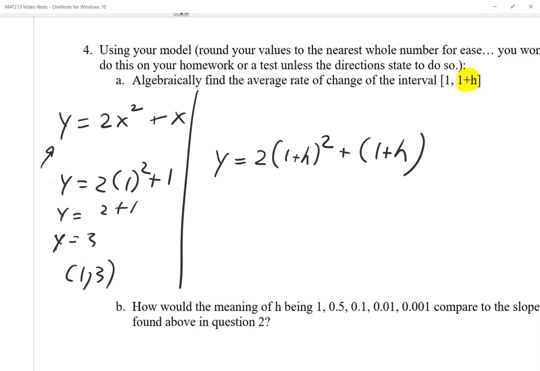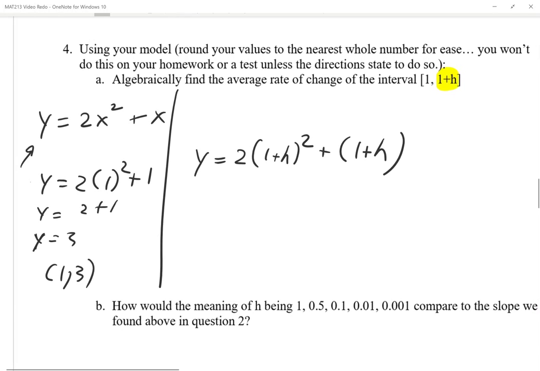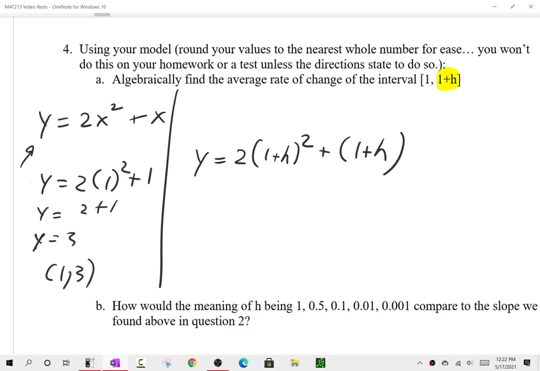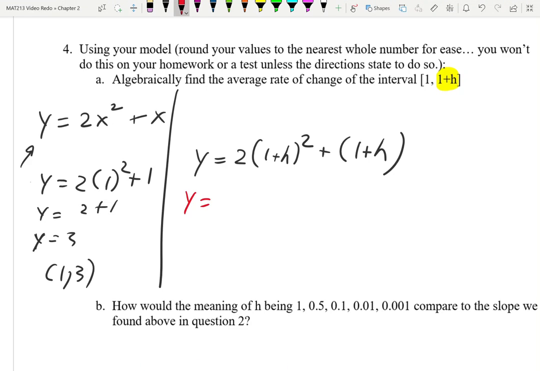So now, for me to be able to find an average rate of change formula, I'm going to need my ordered pair written a little nicer than this. So I'm going to distribute through. I'm going to rewrite this as 2. I'll write it out once, just so we can see: 1 plus h squared would be the same thing as 1 plus h times 1 plus h.